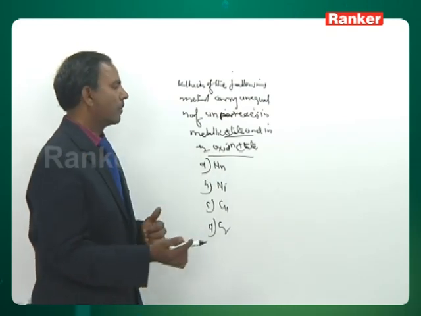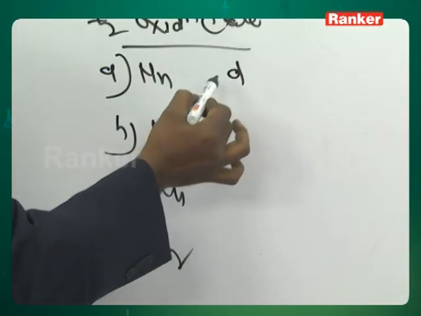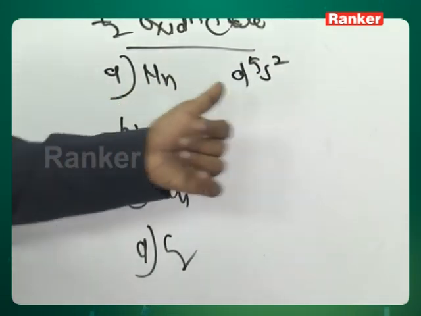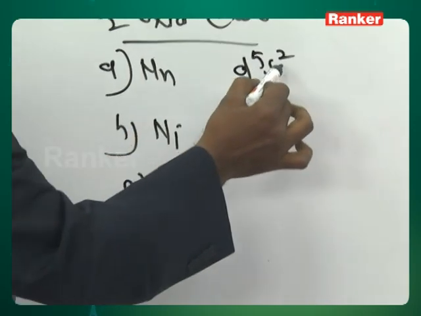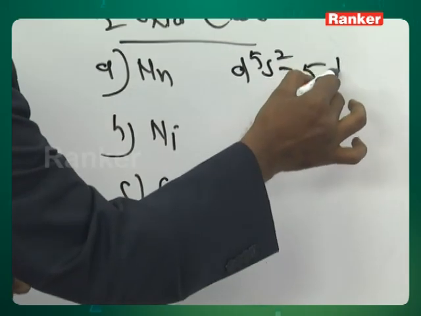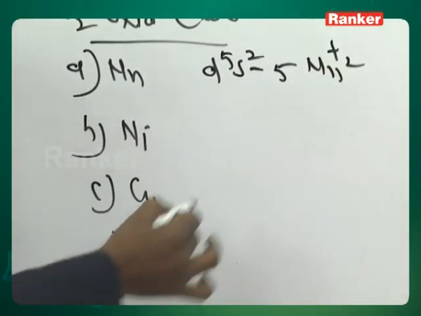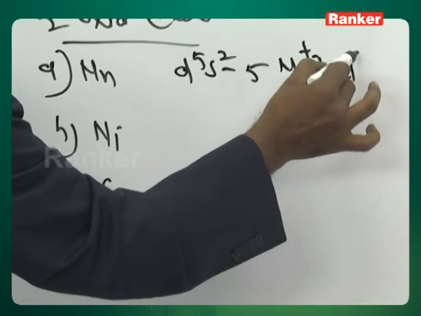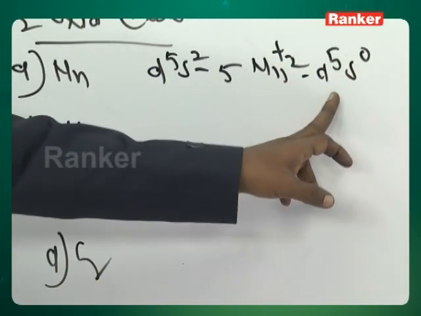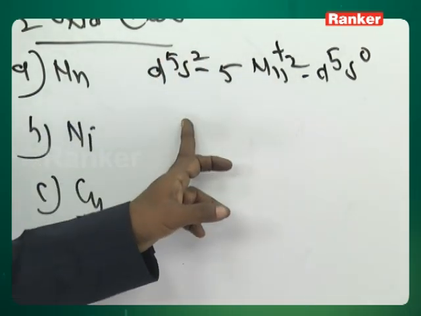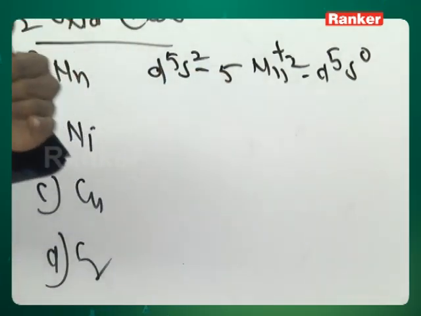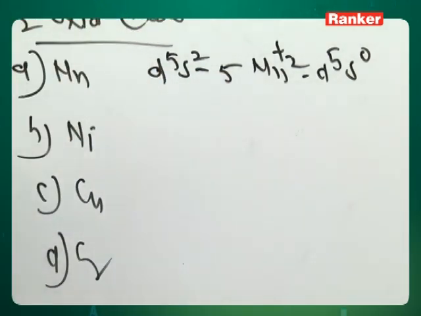Now consider manganese. Manganese is 25. 25 means D5S2. Manganese in the metallic state is carrying how many? 5 unpaired electrons. Yes, 5. Then you have to see the +2. Make it Mn +2. Mn +2 also carrying D5S0. See, D5, 5 unpaired, D5, 5 unpaired. So in the metallic state, it is carrying 5. In the +2, it is carrying 5. It is not our answer. There should be an unequal number of unpaired electrons, but here they are equal, so it is not our answer.